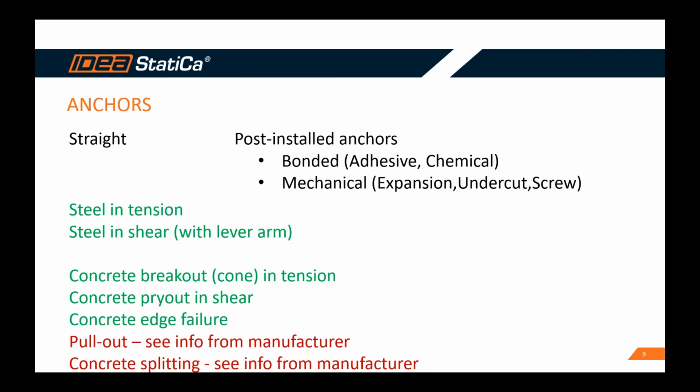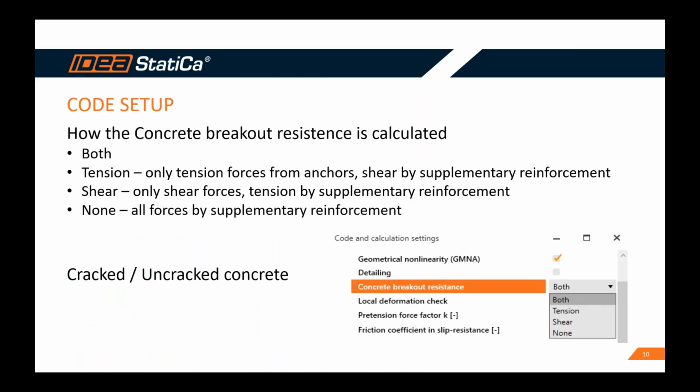Also, when you have the straight anchors, it means the post-installed anchors, bonded or mechanical. Here, about the pull-out, it's again because there are some bonded materials. We do not have information about it, so you also have to ask the manufacturer of the anchors and the bonded materials, for example.